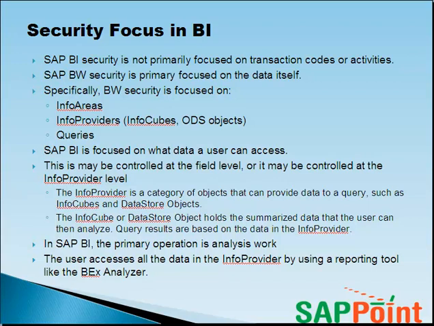Now the info provider, like we saw in one of the previous sessions, is a category of objects that provide data to a query. That is, InfoCubes, because they contain the data, and the query accesses the InfoCubes, for example, to analyze or extract the data out of it and present it to the user. And InfoCubes and ODS objects, that is the data store objects, hold the summarized data that the user can analyze. And the query results are based on the data in the info provider.